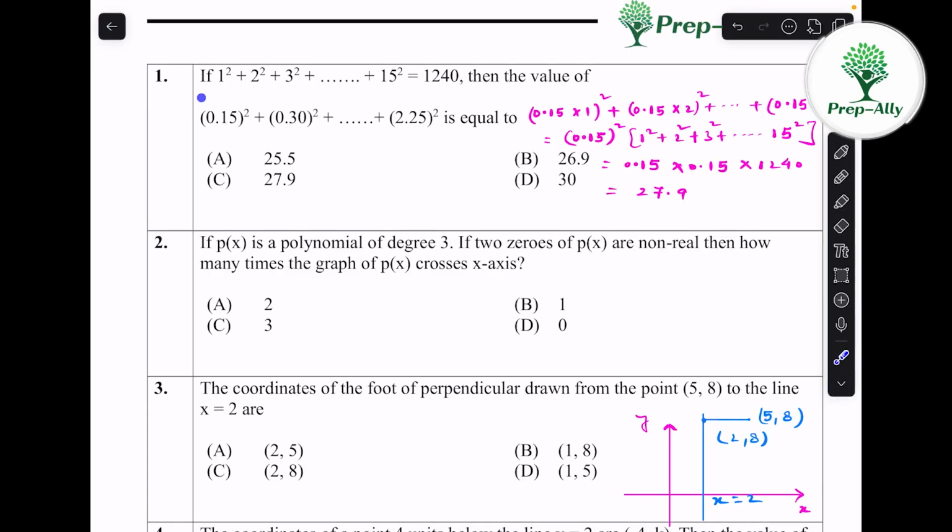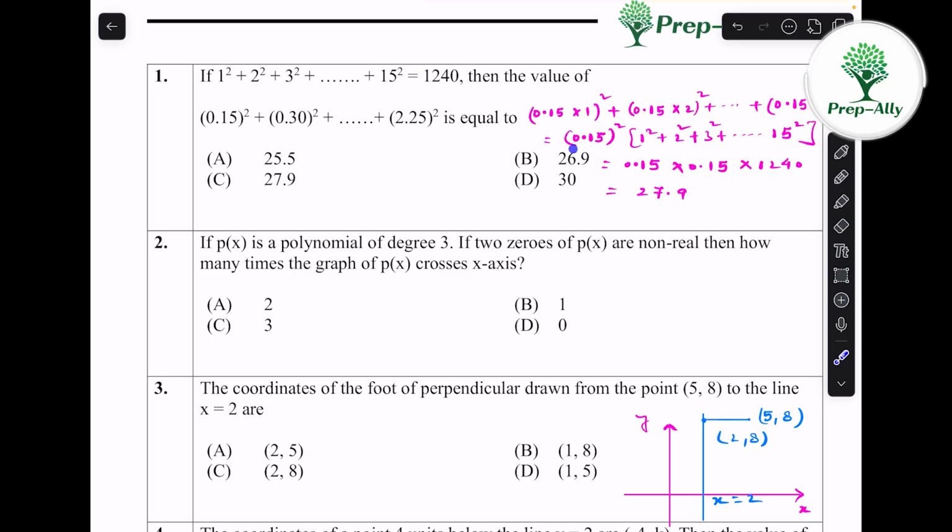See here how to solve this question. The question is: if this equals this, then what is the value of this? This I can write as 0.15 into 1 whole square, plus 0.15 into 2 whole square, plus 0.15 into 3 whole square, up till 0.15 into 15 whole square. Now 0.15 square is common, so I can take it out. Then it will be 1 square plus 2 square plus 3 square up to 15 square.